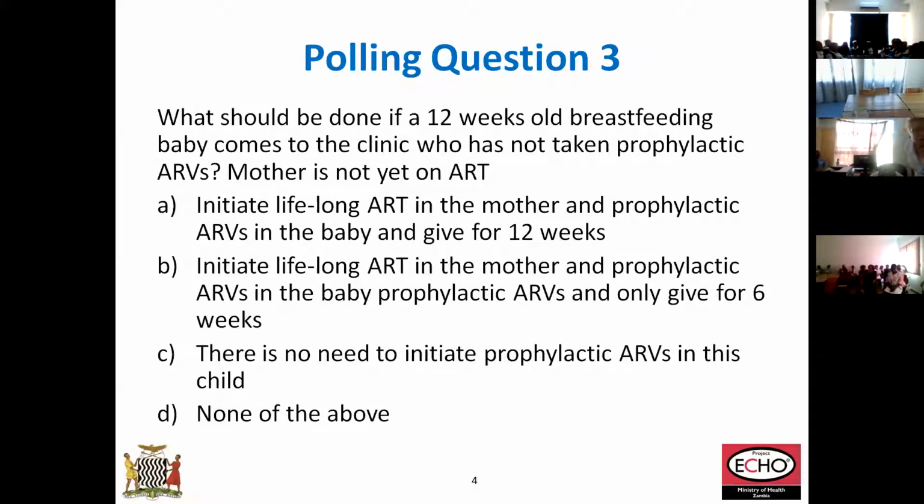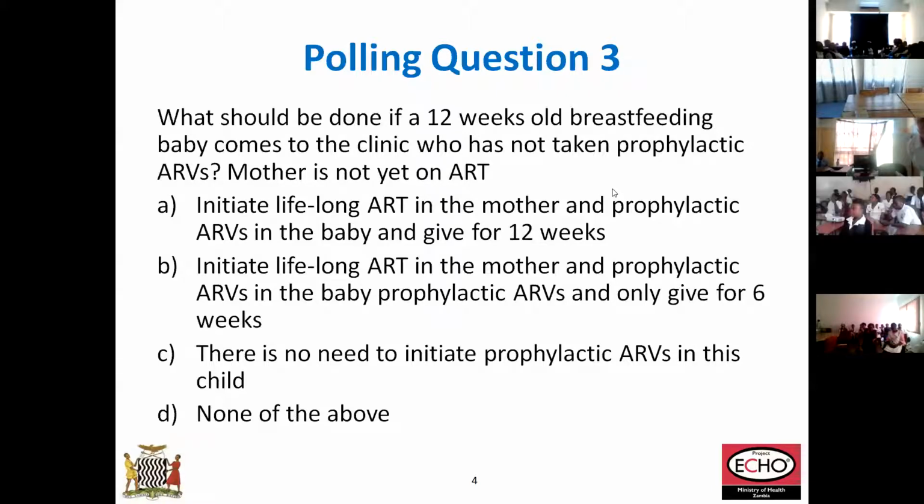Yeah. That's what the HIV exposed. So what should be done if a 12 weeks old breastfeeding baby comes to the clinic who has not taken prophylactic ARVs? It's an HIV exposed baby. Sorry, maybe there may be an omission on this question. So what should be done for an HIV exposed 12 weeks old breastfeeding baby who comes to the clinic who has not taken prophylactic ARVs and the mother is not yet on ART?